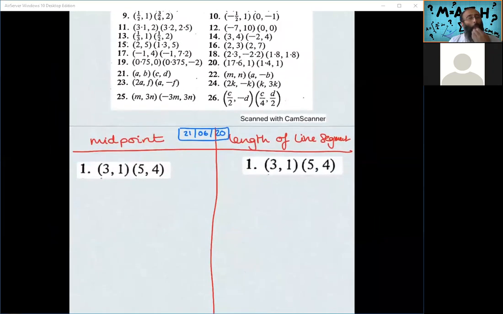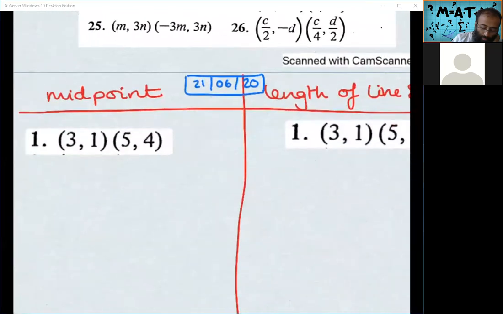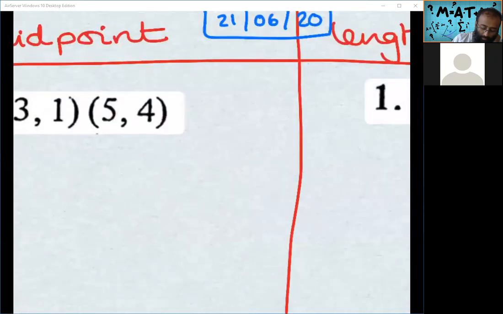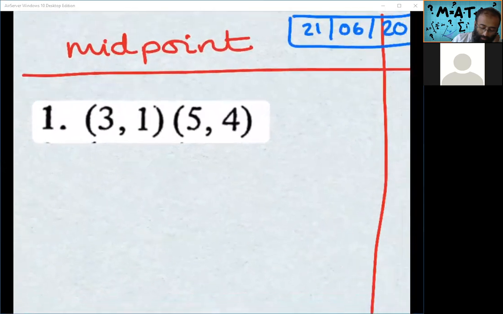Okay, now, so last week we were working at the gradient. To work out the gradient, we were working at the difference in the y's divided by difference in the x's. Now, to work out the midpoint, we do the average instead. So let's have a look how we do that. Let's do the midpoint side first. So let's just rearrange that, put that over here.